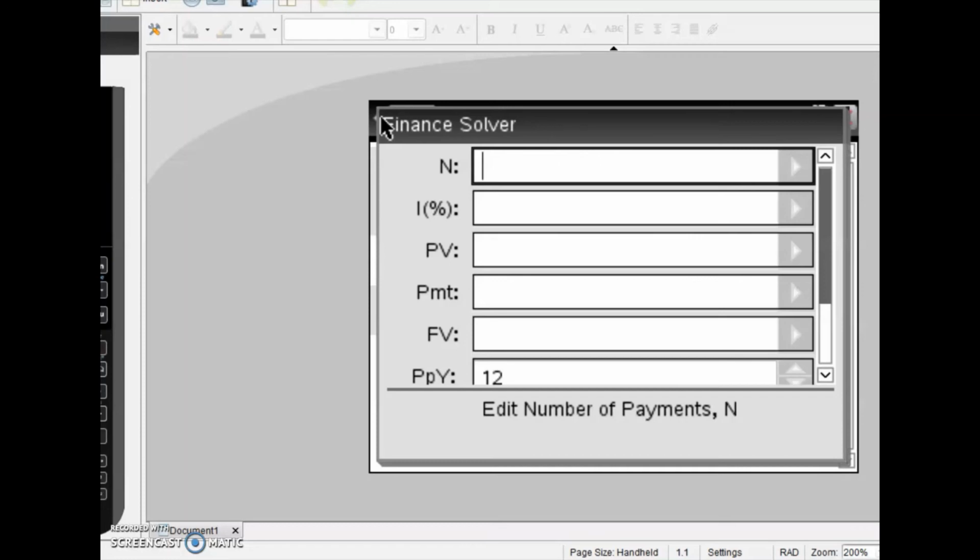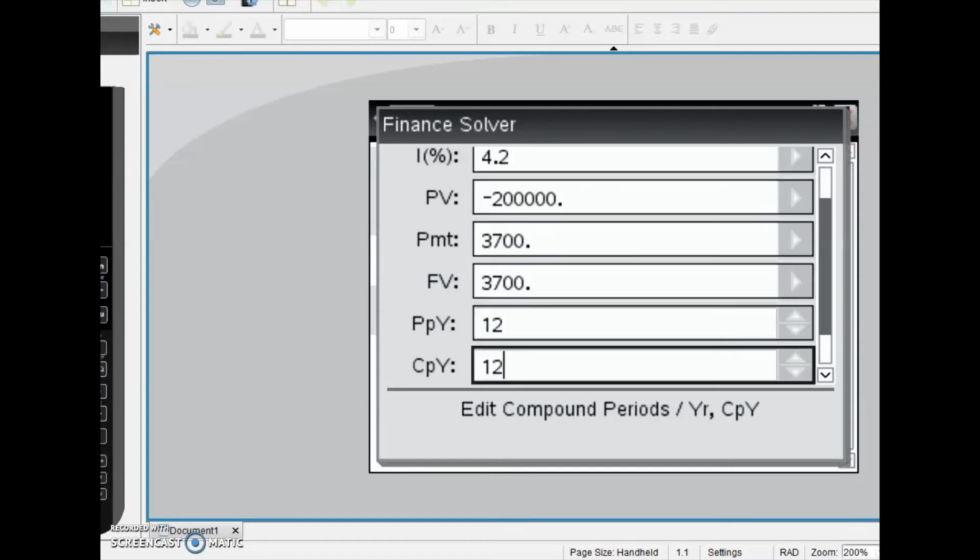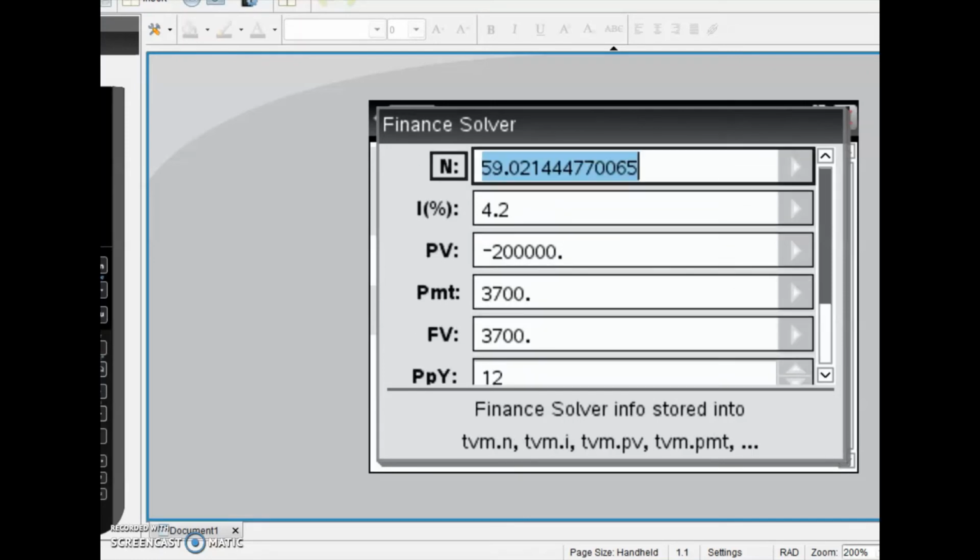Okay, so coming across to our finance solver, we're going to find this value of N. Firstly putting in what we know. We were told the interest rate was 4.2%. He has invested the $200,000, and getting a payment, so taking out $3,700 every month. We want a future value at this point to still have $3,700 in there. So we put it in as a positive $3,700, and we find out how long it takes to get to that point. When we solve there, we get 59.02 payments. So at 59 payments, there would still be a little more than $3,700, but at 60 payments, there'll definitely be less.